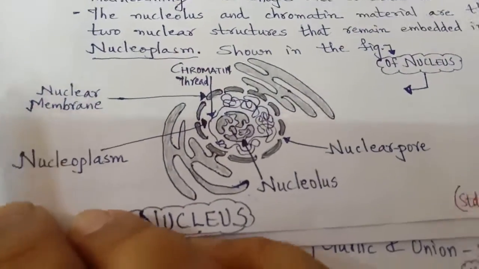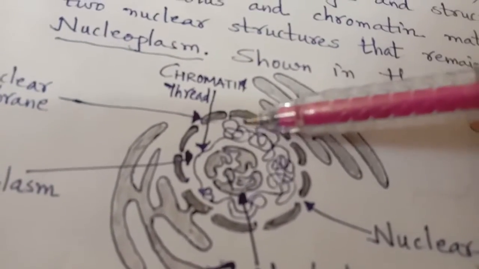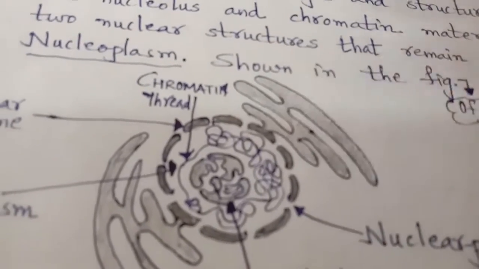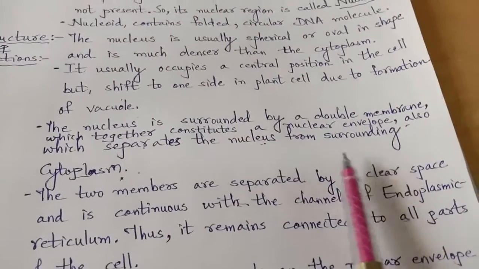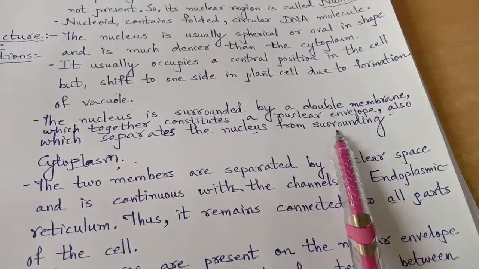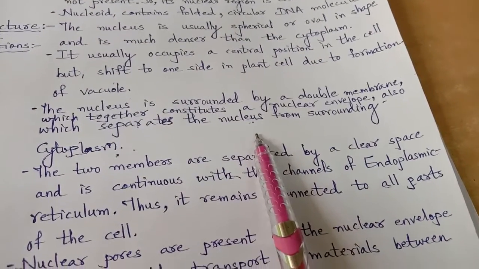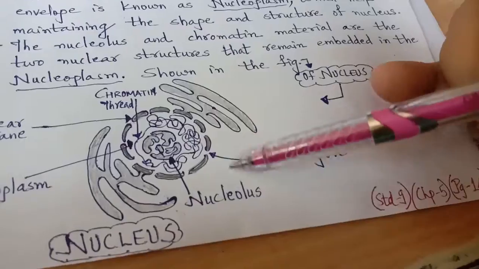Understood? So I have filled up a little shady portion. Here you can see the little shady portion, this one. This is the double layer, and this is completely called a nuclear envelope. Clear, everyone? Okay. So what is here? The nucleus is surrounded by a double membrane which together constitutes the nuclear envelope and which separates the nucleus from the surrounding cytoplasm. So this completely outside portion is the cytoplasm.